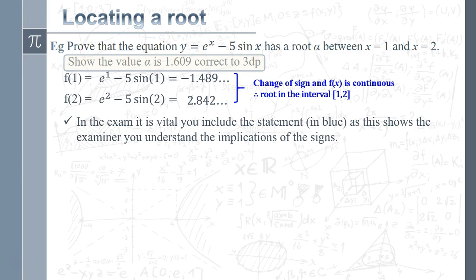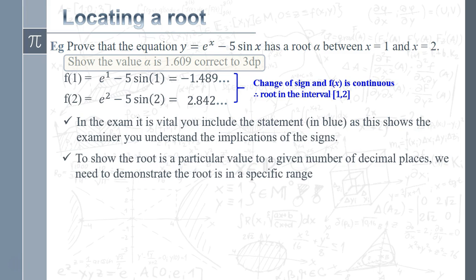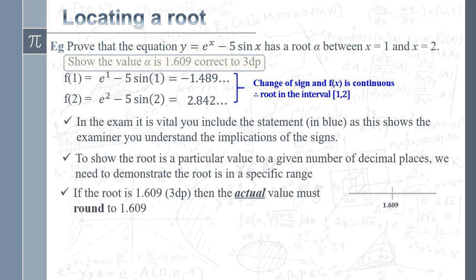Right, next part of the question. We've got to show that the value of our root is 1.609 correct to 3 decimal places. This is where we're given the value of the root, and we can use this change of sign method to identify that that root is correct. We're going to have to demonstrate it's in a specific range. If we're told we've got to prove the root is 1.609, that's a rounded value. The actual value has got to round to 1.609, so that means our value has got to be within those two values there.